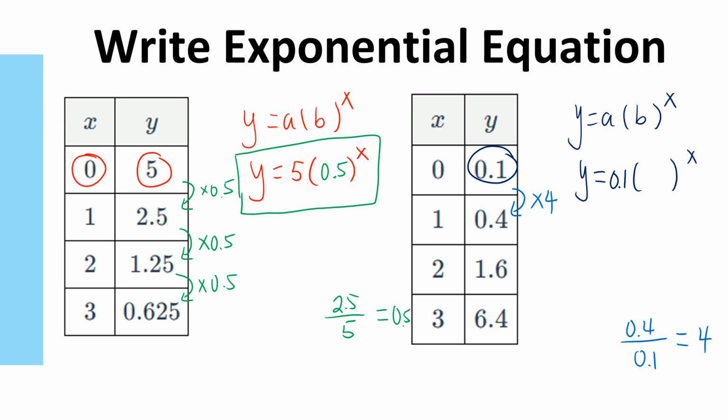So 0.1 times 4 will give you 0.4. And let's double check to see if that works for the next number. 0.4 times 4 gives you 1.6, and it does. 1.6 times 4 also gives you 6.4. So we know the factor for this table is going to be 4. And that's the equation for this table.